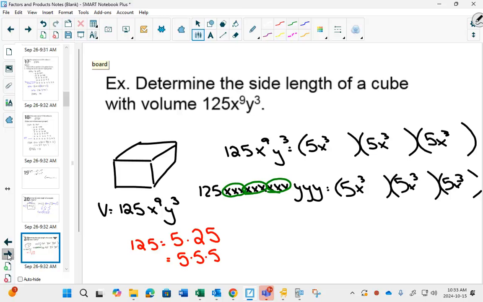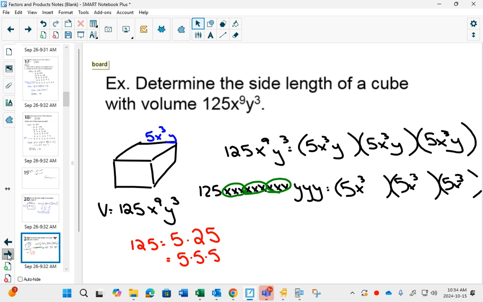51 divided by 3 is this question. And with 3 y's, that's a little bit easier. There's going to be 1 y in each. So then the side length of that cube will be 5x cubed times y.